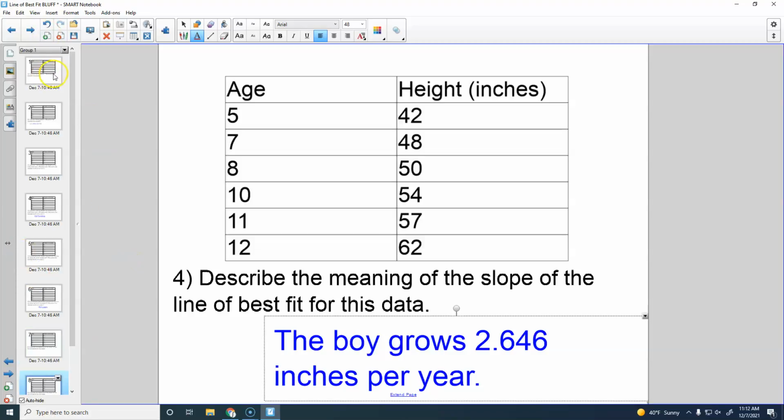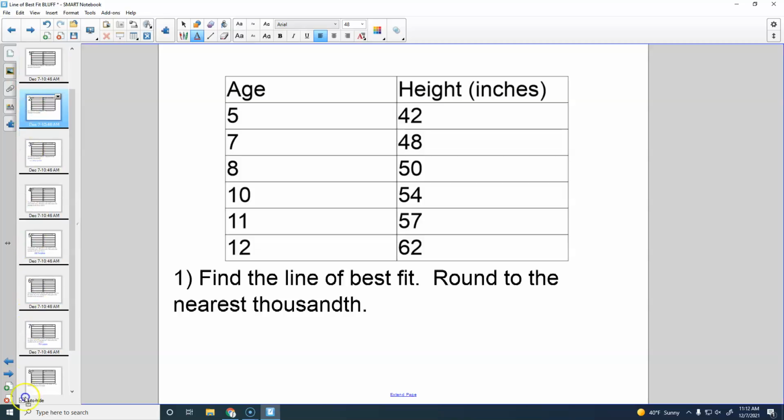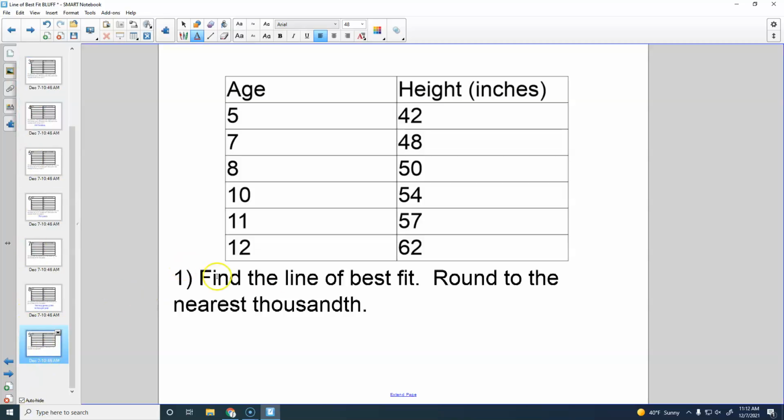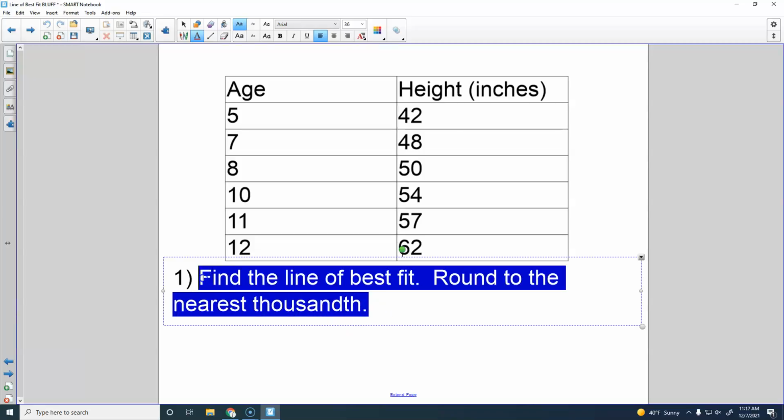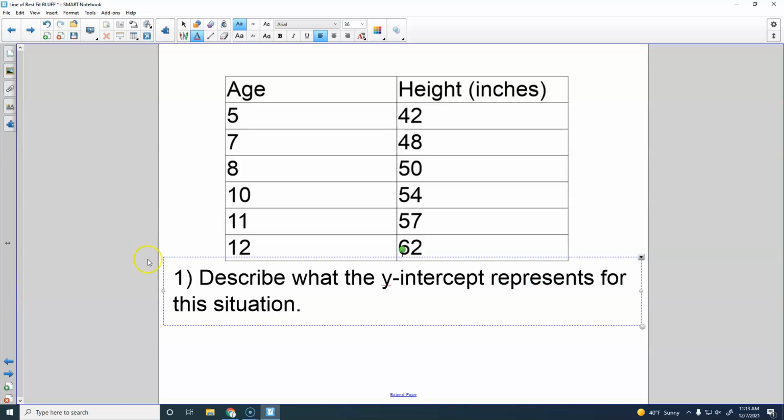Okay, let's do one more with this data set, and then we're going to move on. And you should know what's coming. What have we not done yet? Y-intercepts. Alright, so this is Team 1's problem, but of course, Team 2 gets a chance to steal.